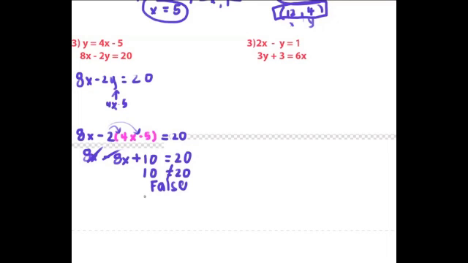Okay, so at this point, if you are able to look at this and you can see that it's false, this is our no solution when we're doing substitution. Okay, so if you work this out, all the variables or letters cancel out, and it becomes a false statement, it's not true, then our final answer for the problem is no solution. You don't have to continue on with the problem.